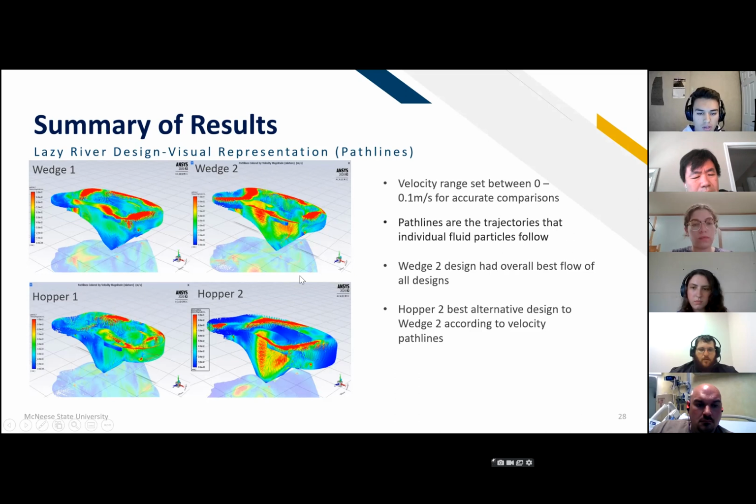Overall, looking at the pictures for wedge 2 and hopper 2, you can see that the circulation was greatly increased from wedge 1 and hopper 1. But just like they were talking about earlier, from the assumptions of these pictures shown for the velocity path lines, it was assumed that wedge 2 is the best design, showing the best circulation, and that hopper 2 would be a good alternative design. However, like they were saying, you can't make those decisions off these results, and you'll see later why we chose those 2 as our best designs.